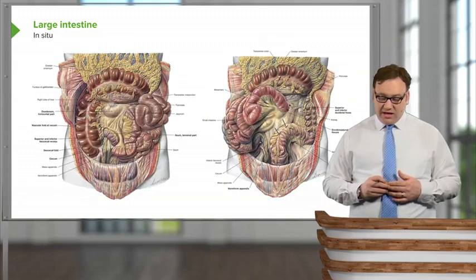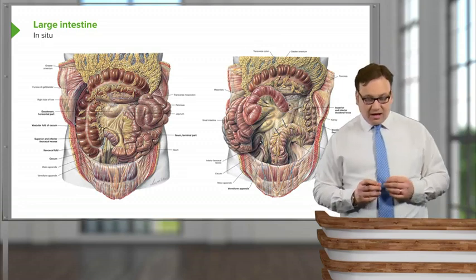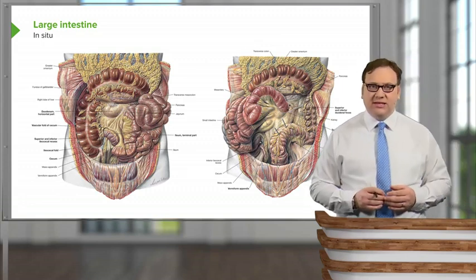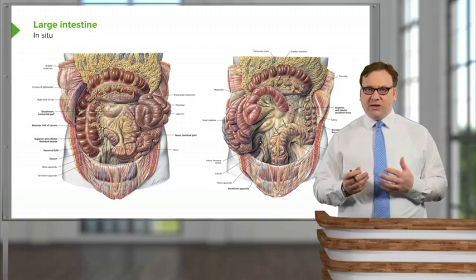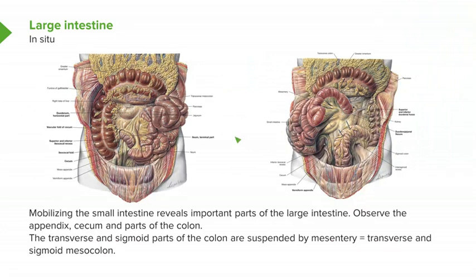If we move on to the second series of diagrams, which again we've seen before, this time we've mobilized the small intestine, which is possible because of the mesentery. And again, in this diagram here, we can see that we have this ascending colon. We can see the junction of the ileum and the large intestine here, the ileocecal junction. And we can also see that in this region below the ileocecal junction, we also have the cecum and then this blind pouch, the appendix.